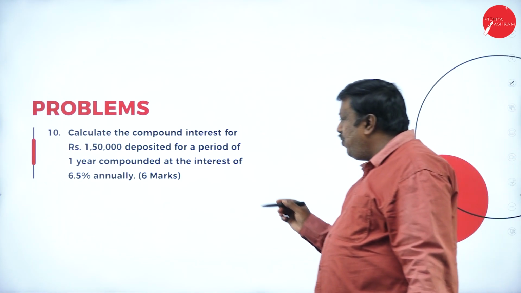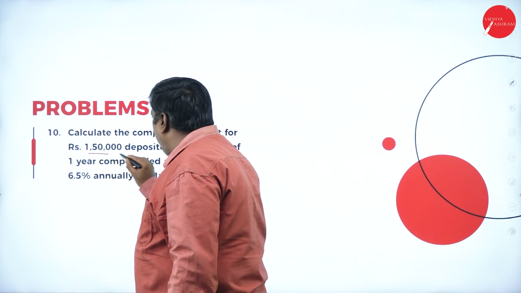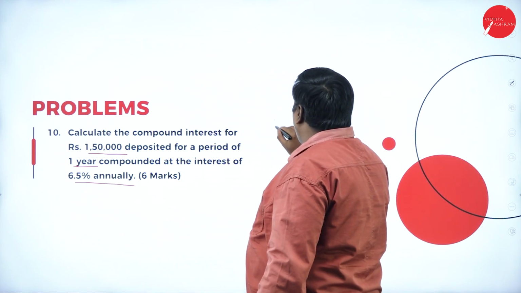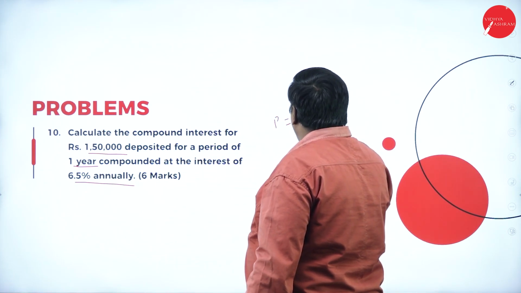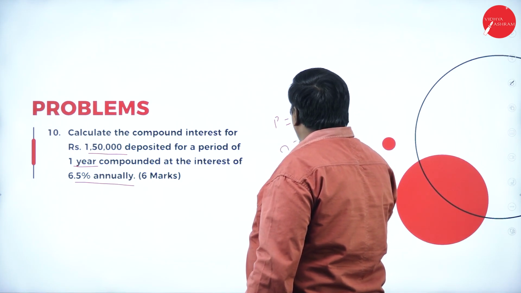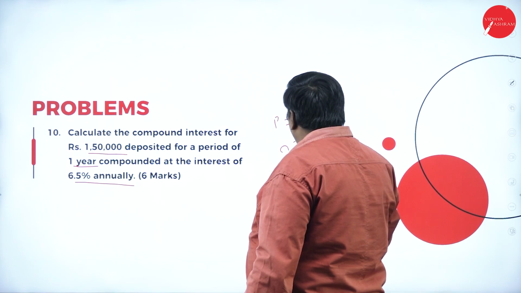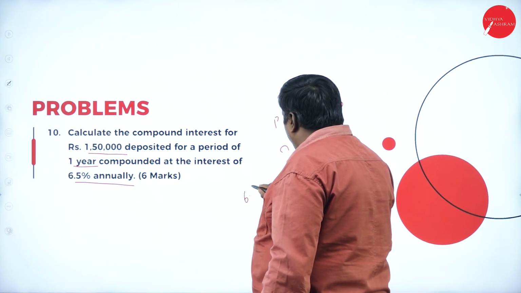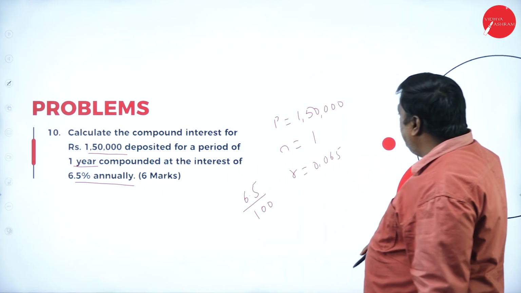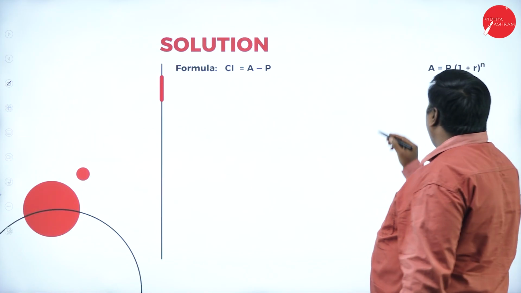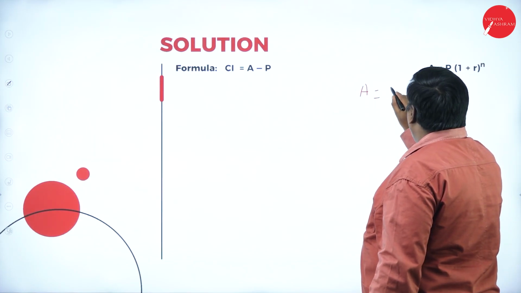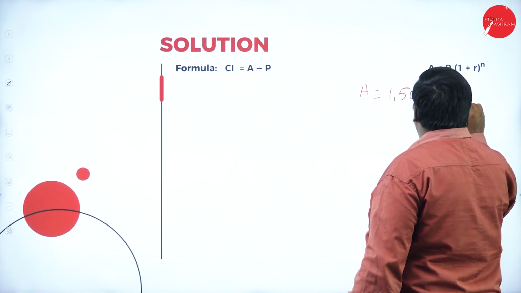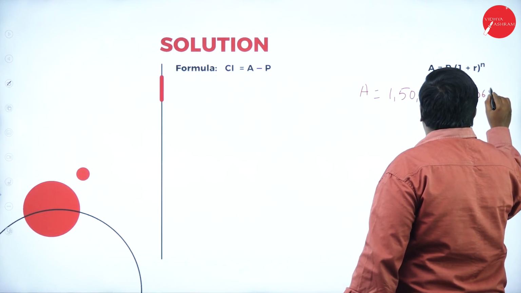7,32,925. The last concept we have taken here is 1,50,000. The deposit is for 1 year, at 6.5% annually. The principal amount is 1,50,000 and N is 1 year and R will be 0.065. That is 6.5 divided by 100, 0.065. So now annuity A equals 1,50,000 into 1 plus 0.065 to the power of 1.